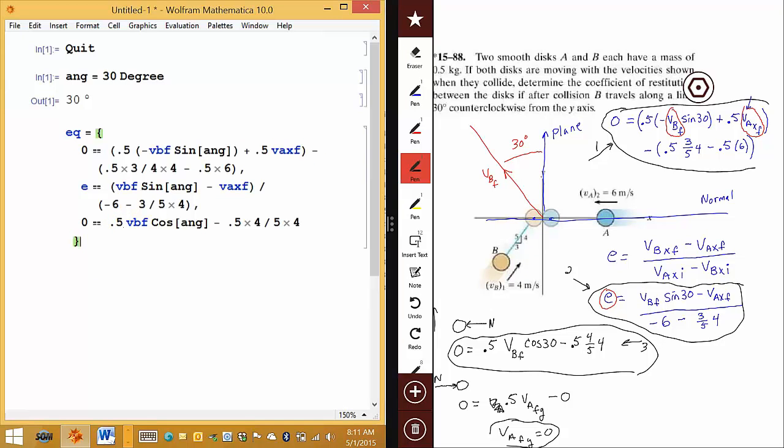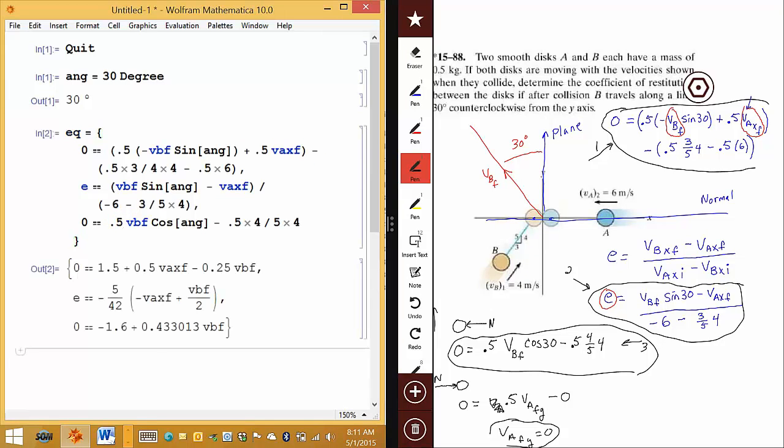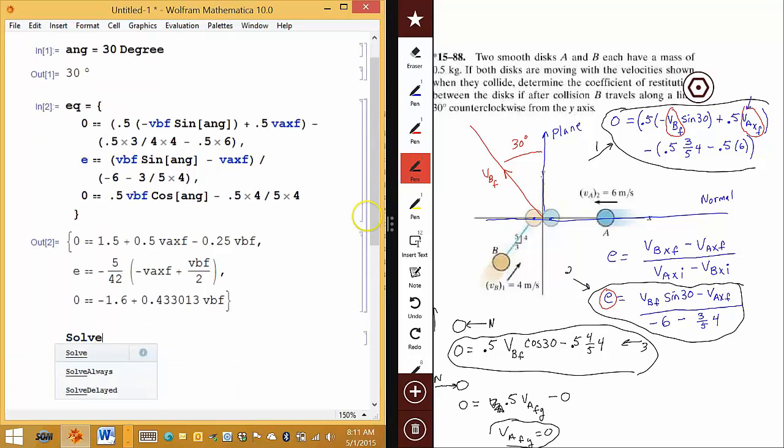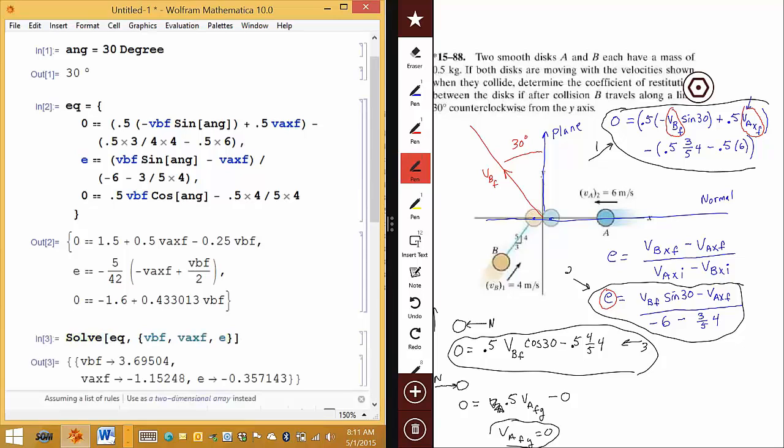So what I'm going to do is execute that. So I hold down Shift and hit Enter. And so it tells me what my equations are, and then I simply say solve. And I want to solve the equations, and the variables are VB final, VAX final, let's see, and e. Hit Enter, and there we go. e is negative. I'm going to pause this and figure out why that's a negative number.